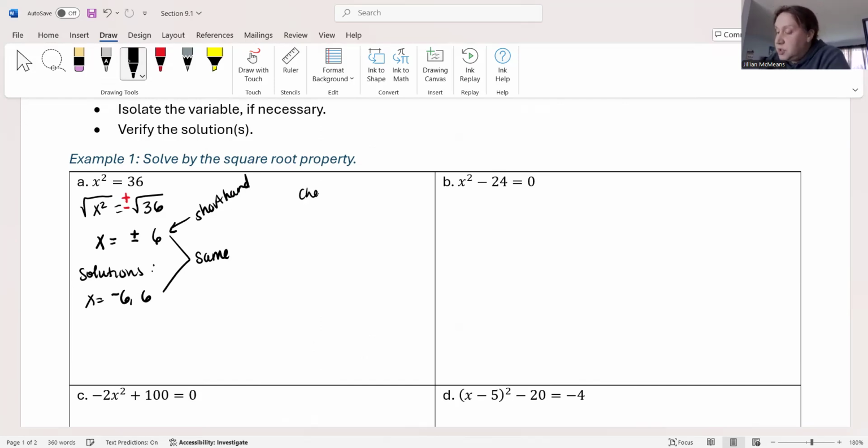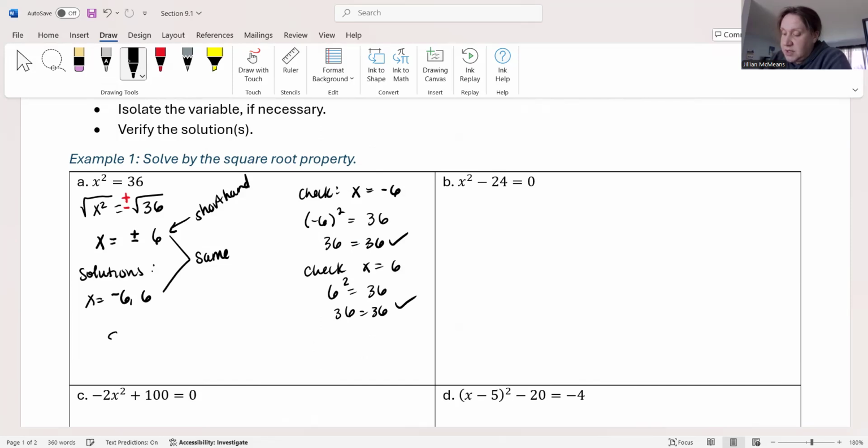Now let's check the solutions. Let's check x equals negative 6 first. Anywhere I see an x, I want to replace it with a negative 6. So I have negative 6 squared. We want to know, does that equal 36? Well, it does. Negative 6 squared is 36. So that one works. We also want to check x equals positive 6. So anywhere I see an x, I'm going to replace it with a 6. So I get 6 squared is 36, and 6 squared is 36. So we can say with confidence our two solutions are negative 6 and 6. And there you have it.